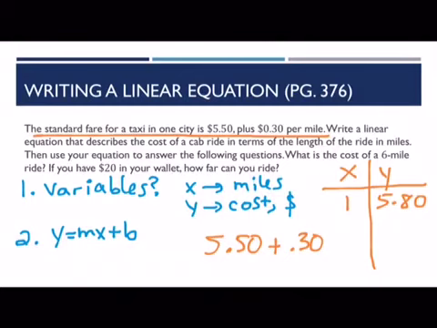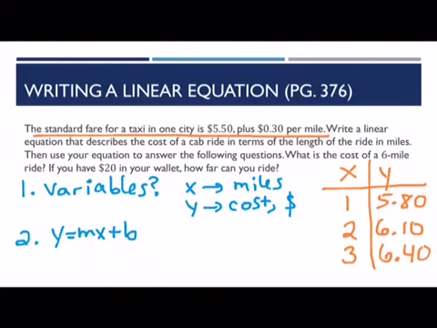What about if x were 2 miles? Well, now the cost would be still that $5.50, but now I would have 30 cents for 2 miles, so that would be plus 60 cents. Right, so now the cost would be $6.10. And we can do one more. If we rode for 3 miles, then that would be 30 cents times 3, or 90 cents. So now the cost would be $6.40.